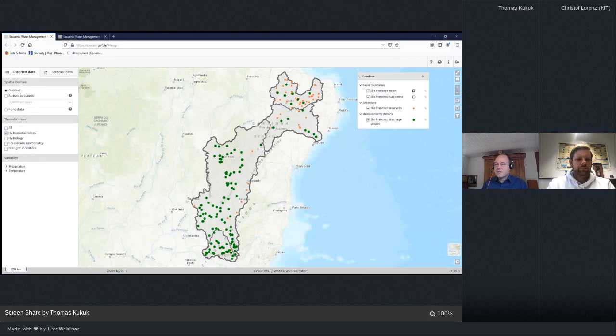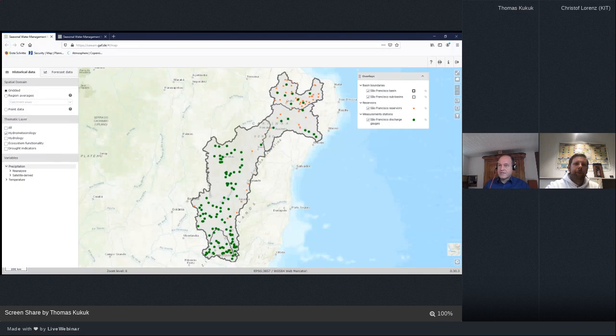If you are deciding to take some gridded data here, you have all these thematic layers here. I'm now opening all these thematic layers. You have the hydrometeorology, hydrology, ecosystem functionality, and drought indicators. So thematic layers which help reservoir managers with the data, with the daily management of the system. And here you have a whole number of different variables.